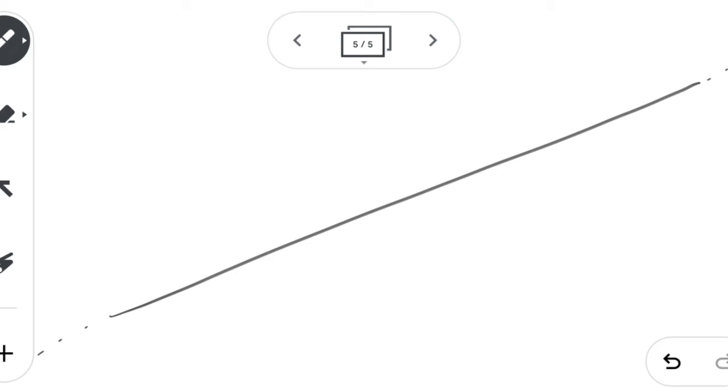Now consider a line. We know that a line extends on both sides. It does not have endpoints. This is a line, let it be L. If we give a direction to this line, it is known as a directed line. A line with a direction is known as a directed line. We can give two directions, one like this and the other like this.